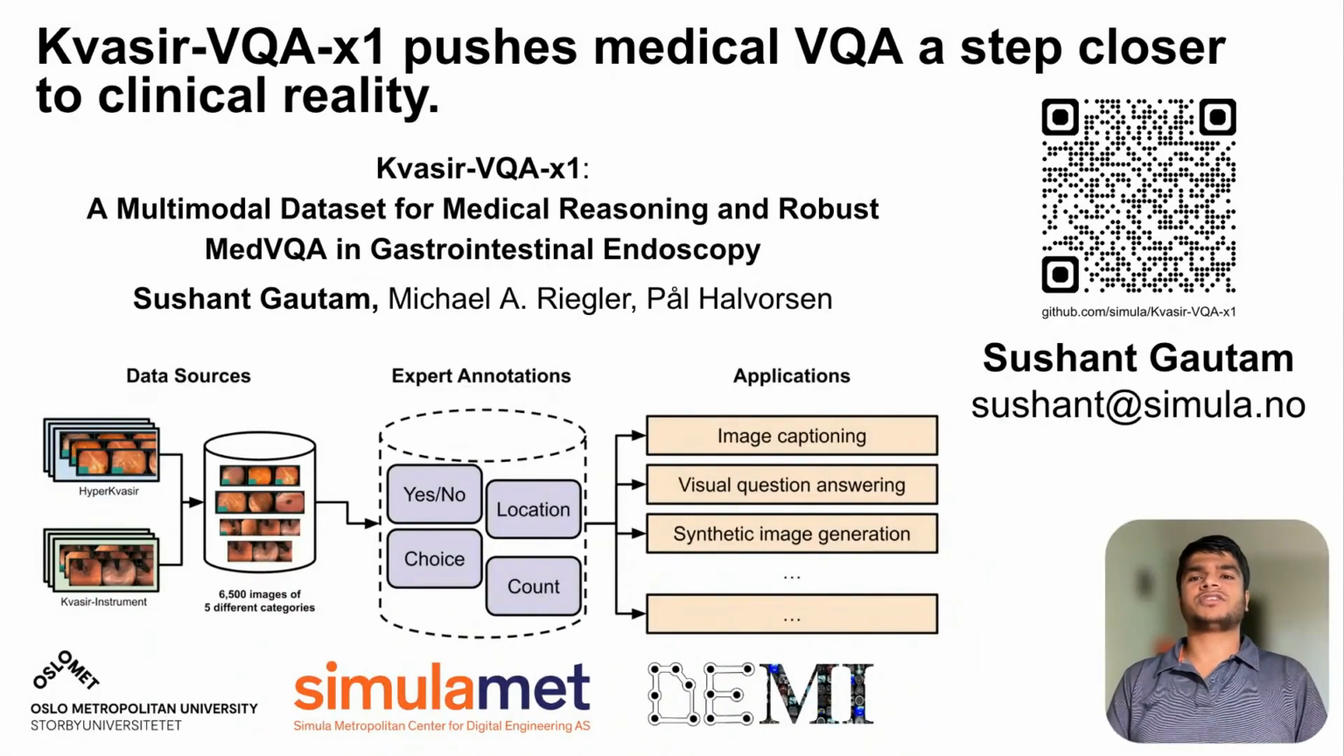To summarize, Kvasir-VQA X1 is a large-scale dataset that pushes medical VQA closer to clinical reality. It challenges models not only to be accurate but also to be reliable under real-world conditions. The datasets and the code we used for fine-tuning and evaluations are openly available on GitHub and Hugging Face. You can scan the QR code on the screen to reach the GitHub repository.